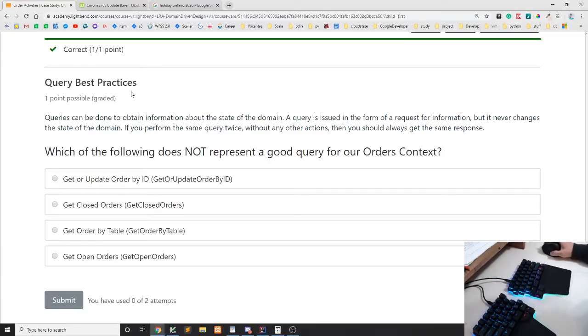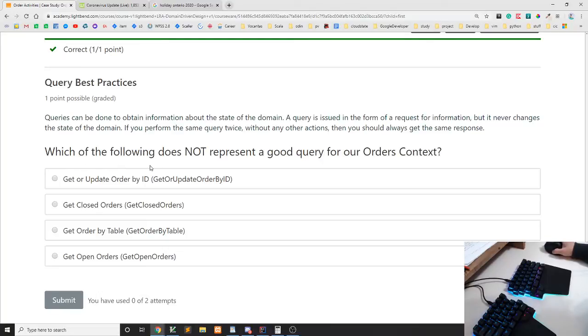Query best practices. Queries can be done to obtain information about the state of the domain. A query is issued in the form of a request for information, but it never changes the state of the domain. If you perform the same query twice without any other actions, then you should always get the same response.